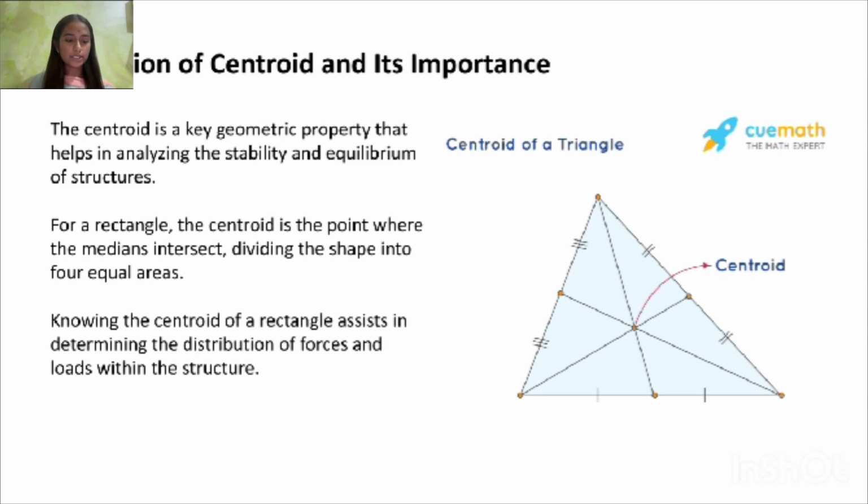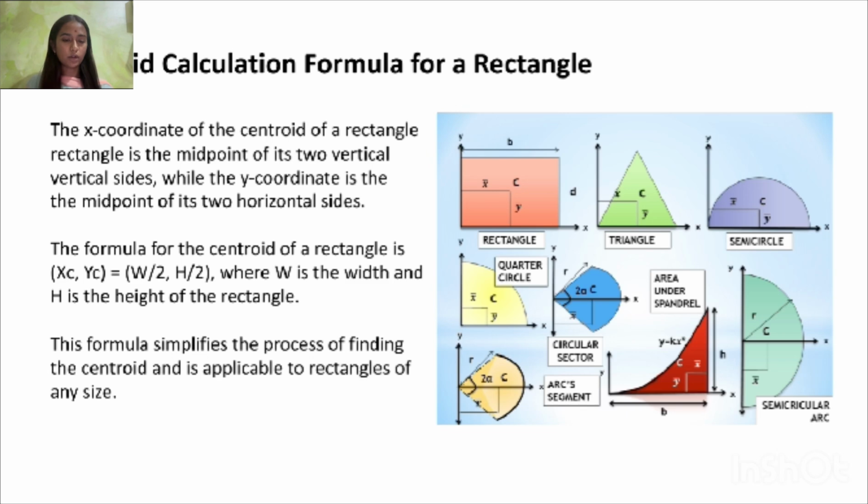Now, let us move on to the centroid calculation formula for a rectangle. The x-coordinate of a centroid, first let us see the diagrams. What I explain here is completely based on the diagrams given here. The x-coordinate of the centroid of a rectangle is the midpoint of its two vertical sides, while the y-coordinate is the middle point of its two horizontal sides.